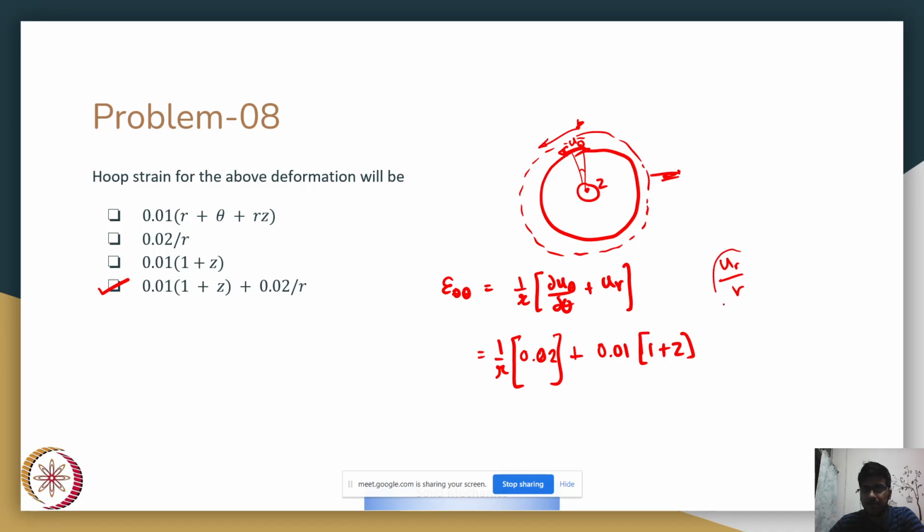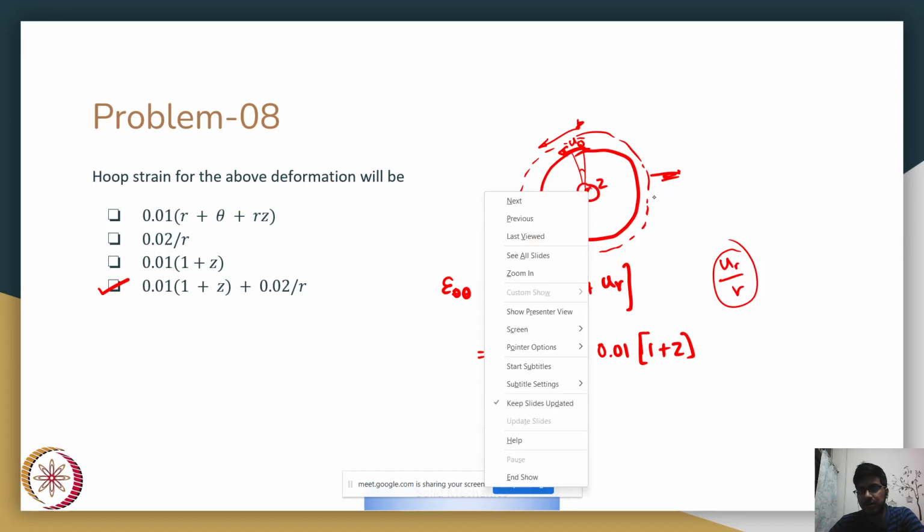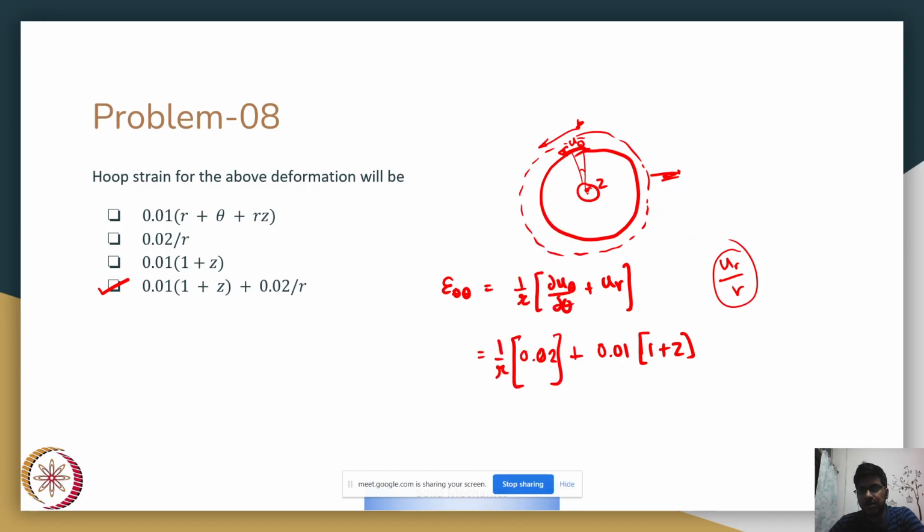So this term, if you remember, comes from suppose radius increases from r to r plus ur and all other components are held constant, u theta and uz. Then what we have is an increase in the circumference, right? Which in turn means that the hoop strain is non-zero. From there we obtain ur by r.